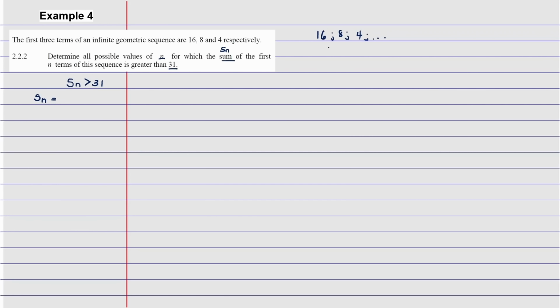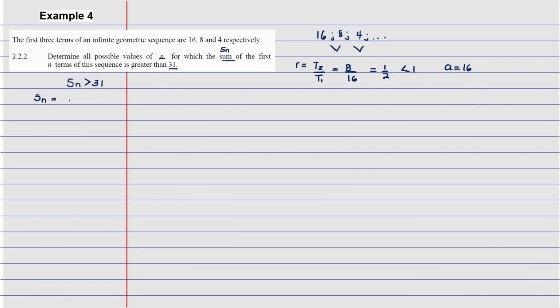First we need to find r so we can determine which formula to use. r is equal to T2 divided by T1, which gives us 8 divided by 16, which is 1 over 2. This is less than 1, so we know that r is less than 1, and our a is equal to 16.